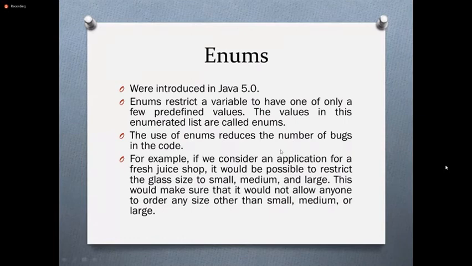As an example, if we consider an application for a fresh juice shop, it would be possible to restrict the glass size to small, medium, and large. This would make sure that it would not allow anyone to order any size other than small, medium, or large.